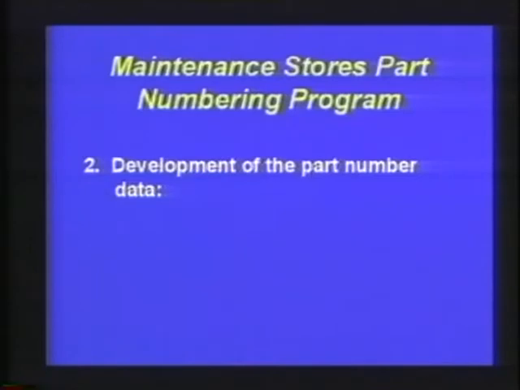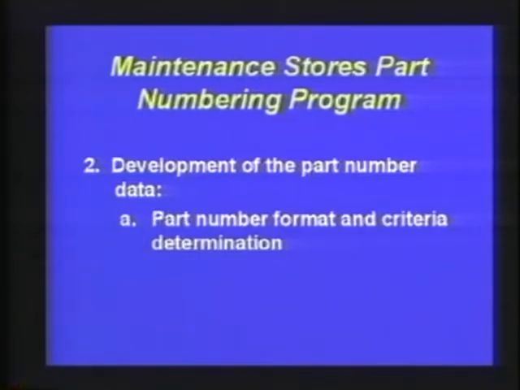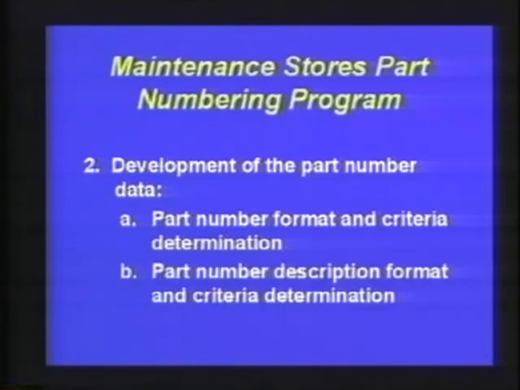The second step is the development of the part number data. And our approach has been to define the part number, format, and criteria. And what that means is the format is the size of the part number, and all part numbers do not have to have the same size. And the criteria is the definition of the individual fields within a part number. The same would hold true for the part number description, and that is its format and criteria. A part number program must consider the part number and the description.